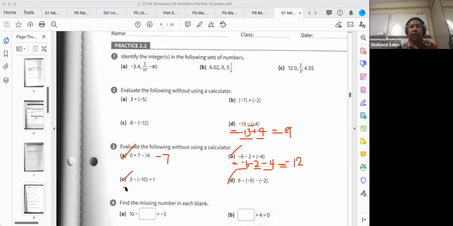So we go one by one, this one. 3 minus equals to plus 10. Then plus 1. 3 plus 10, 13. Plus 1, 14. See, I don't understand this one.